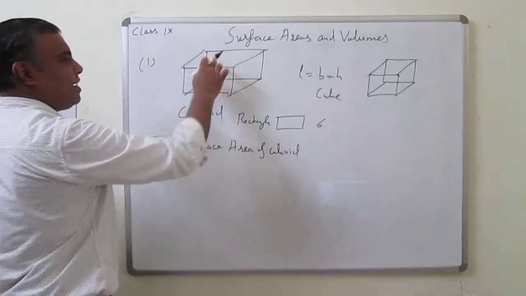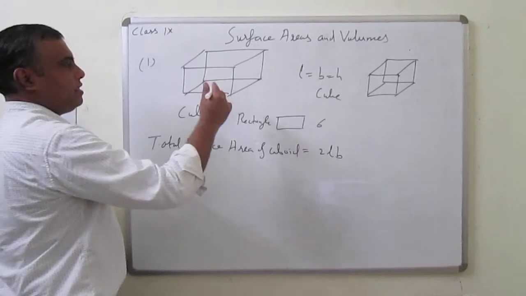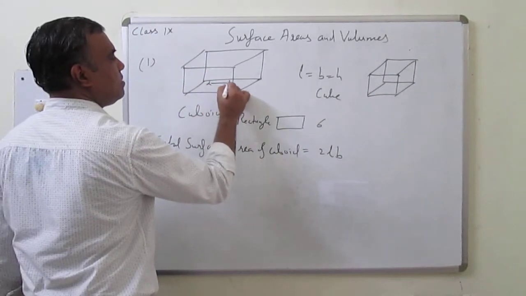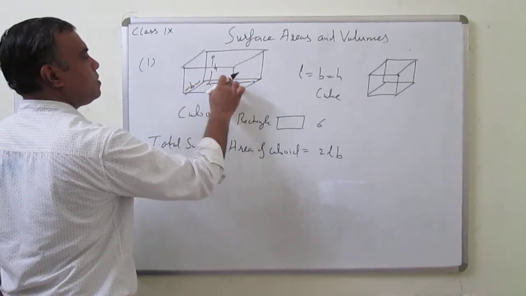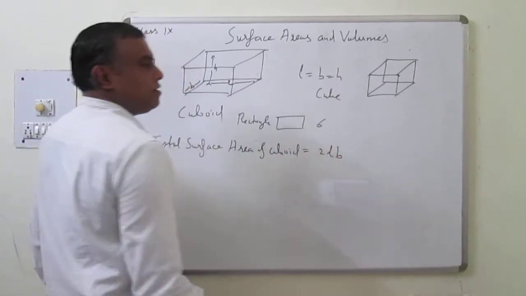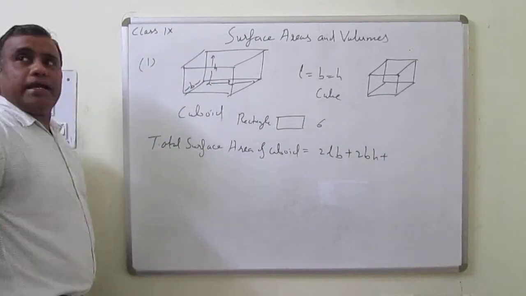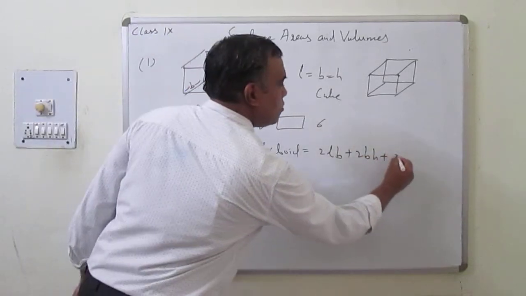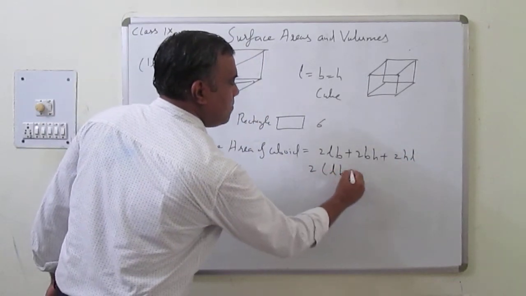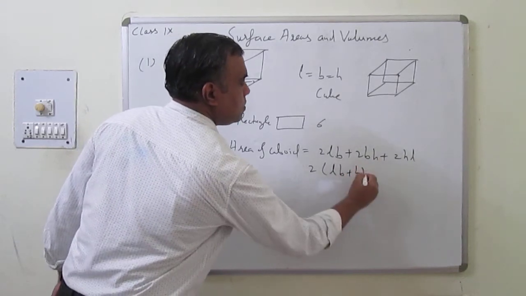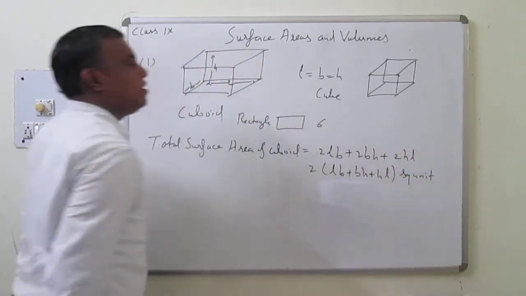So how many length-breadth faces? One is the floor, one is the ceiling, so there are 2 length-breadth faces. Suppose this is length, this is height, and this is breadth. So how many breadth-height faces? 2. And the height-length faces are also 2. So if I take 2 common, it becomes 2 times LB plus BH plus HL square unit.